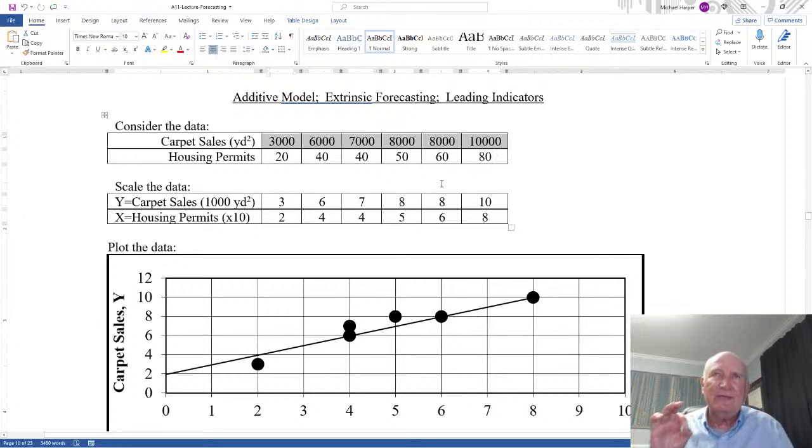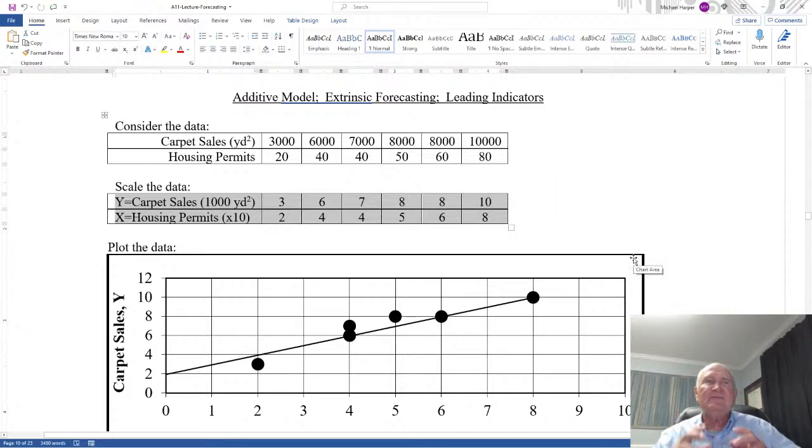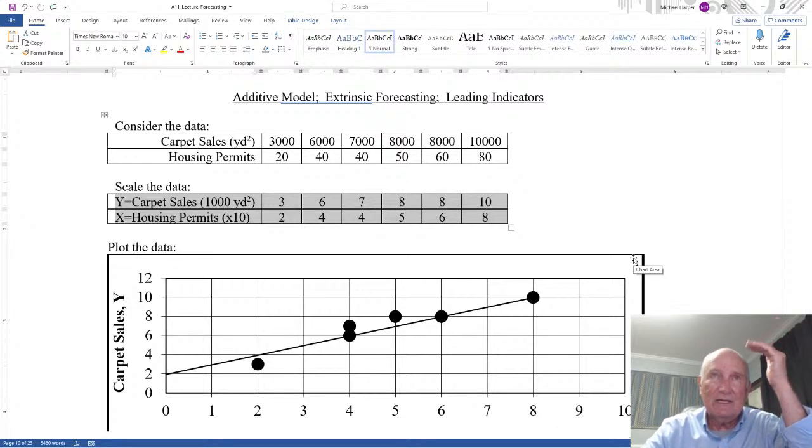But I want to introduce something else here. I want to introduce transformations. I'm going to transform the carpet sales from square yards to these numbers here by dividing by 1,000. Now that's kind of simple. So instead of having thousands up here, I have it in the units digit. I divide by 1,000. Housing permits, instead of in the tens, I divide by 10, and I've transferred that to the x. So my y variable and my x variable there are transformed values from the raw data, carpet sales and housing permits.